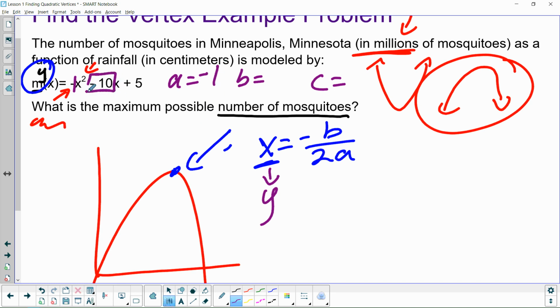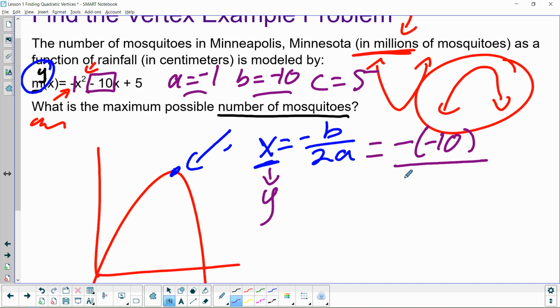Now we're going to plug these numbers into our formula. So we're going to have negative, B is -10, so make sure you have the double negative, because this one's part of the formula and this one's part of the number, over 2 times -1. All right, now we need to simplify this. So -10 is +10, and then 2 times -1 is -2, and then 10 divided by -2 is -5.